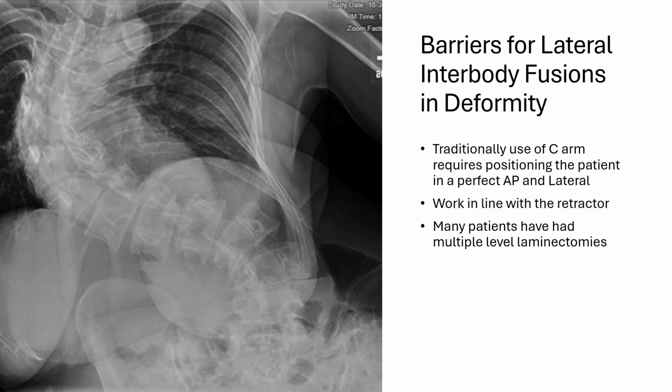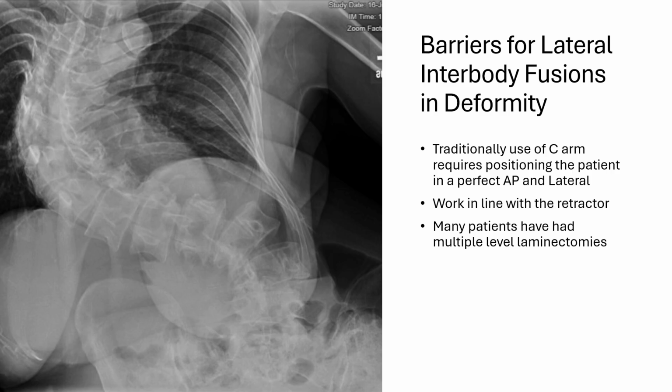When you are doing lateral interbody fusions, you're taught to do it with a C-arm. You want a perfect AP, you want a perfect lateral, use fluoroscopy, and you just work in your working cannula, and that's how you stay safe. The problem with scoliosis is there's a lot of rotation. So it's really hard to get that perfect AP and perfect lateral, and if you're going to do multiple levels, you constantly need to be moving the bed and the patient.